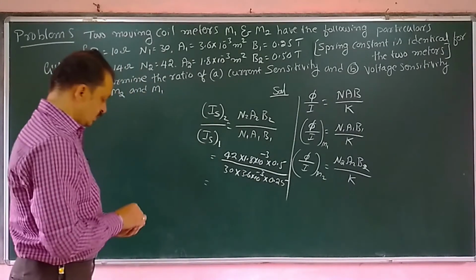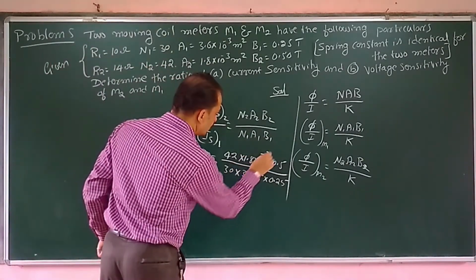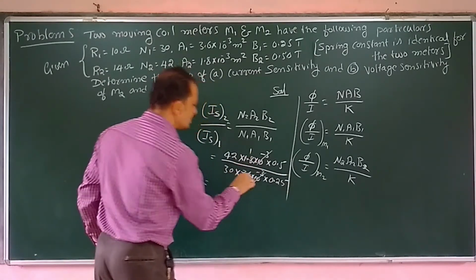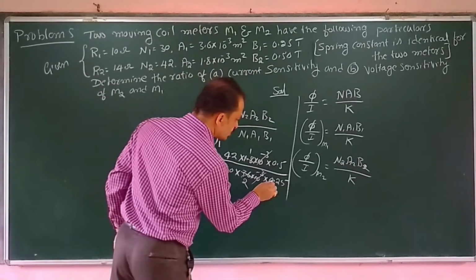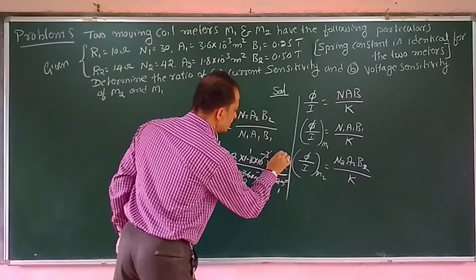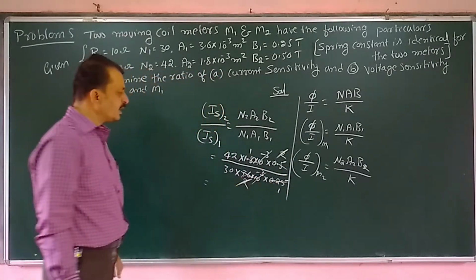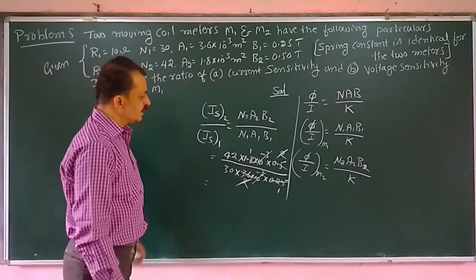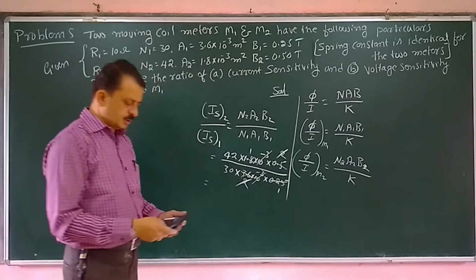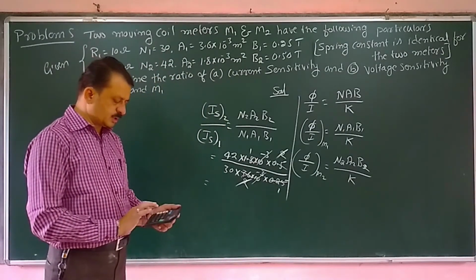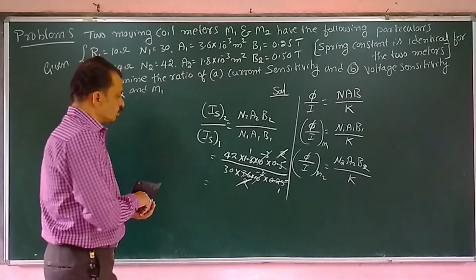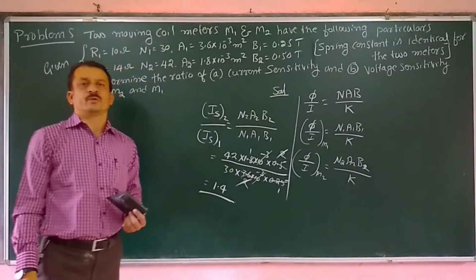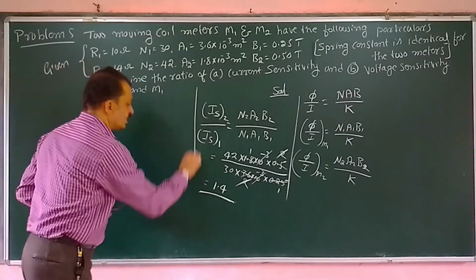This is equal to, now look here, 10 raised to minus 3, 10 raised to minus 3 cancel. 1.8, 3.6: 1s are, here it is 2s are. Here also 0.25, 0.5: 1s are, here it is 2s are. Now this 2 gets cancelled. Only I have to work out 42 by 30. If you work out 42 divided by 30, it gives 1.4. So the ratio is 1.4. Here, this is current sensitivity.